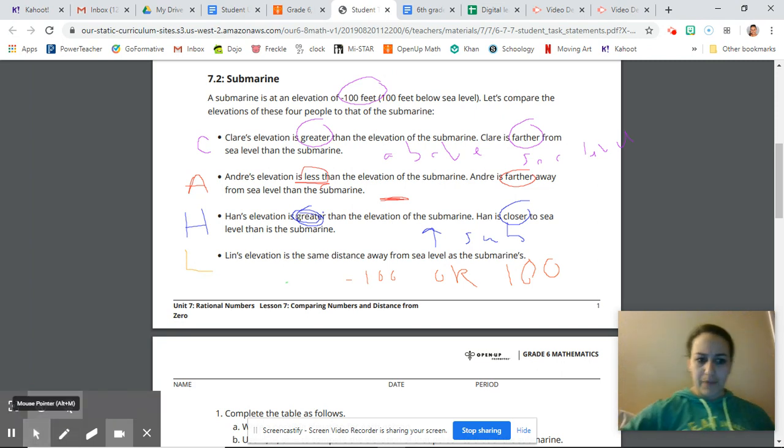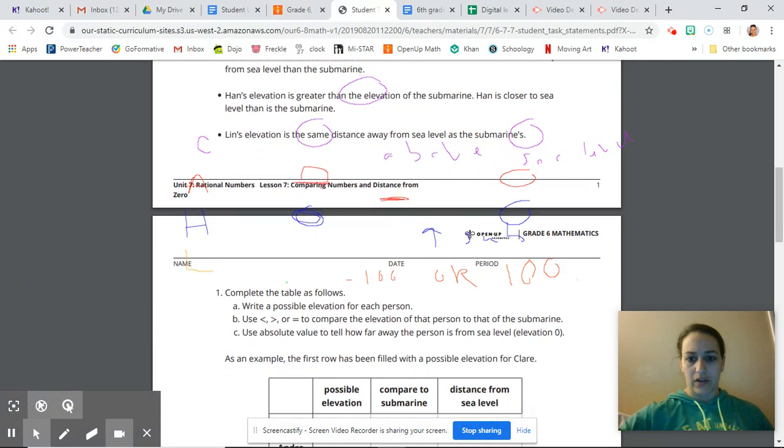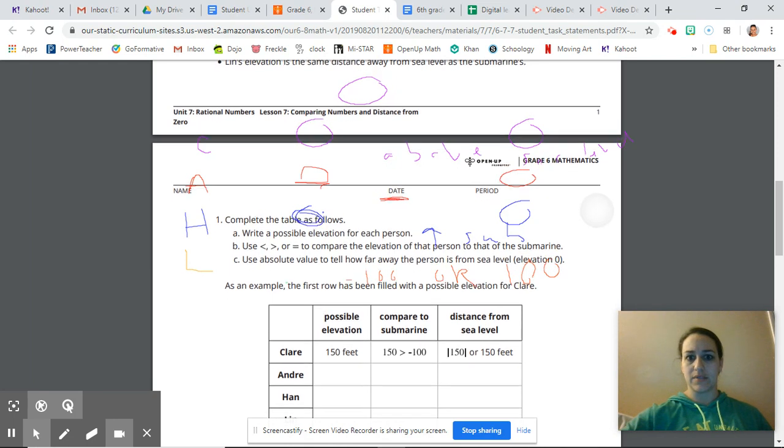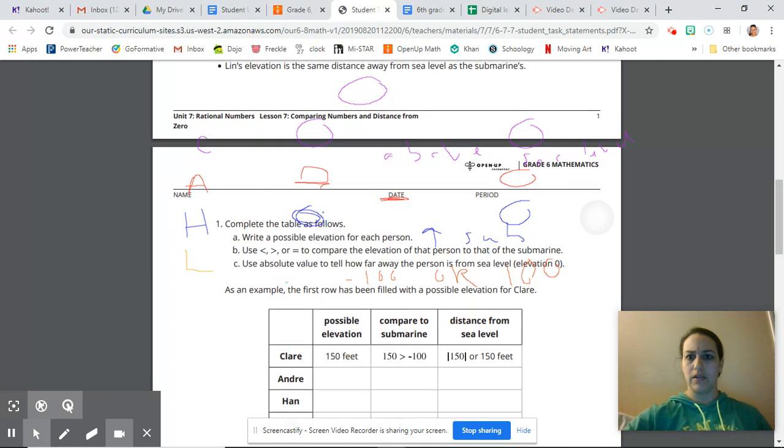All right, let's see if by having those little keys there, that'll help me get through this table without having to scroll back and forth a million times. I guess Andre, I didn't really write a whole lot other than a negative.